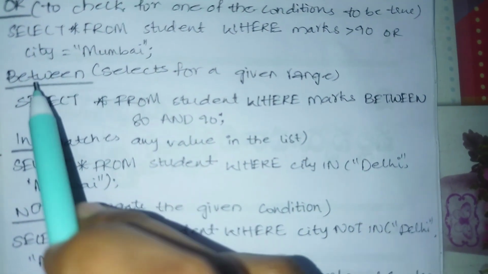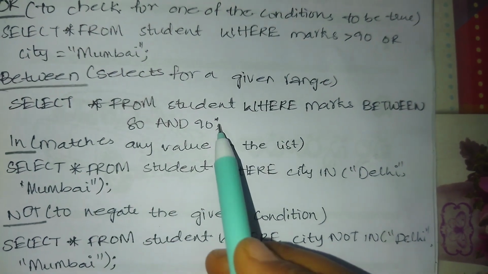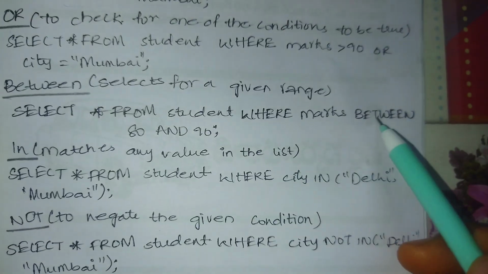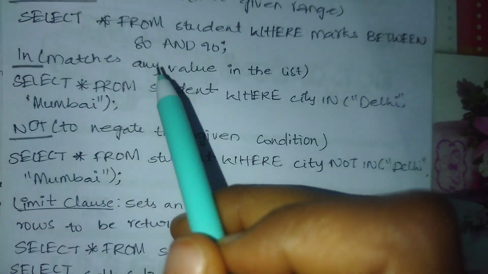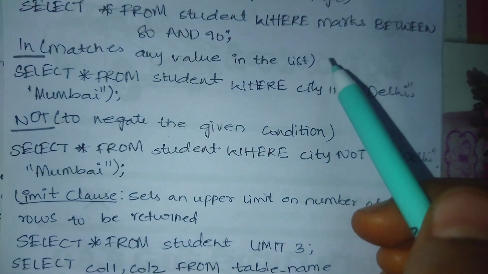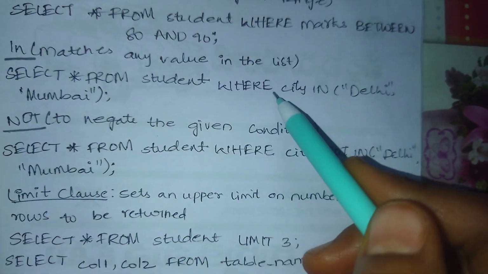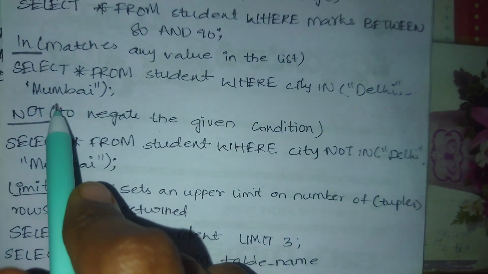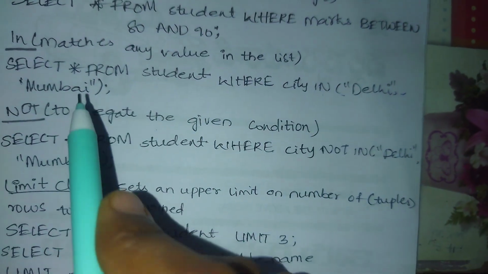Between means, the word itself explains, the values between 80 and 90. Select star from student where marks between 80 and 90. In matches any value in the list. It should be present in the list. Select star from student where city in Delhi or Mumbai. From these two, it should satisfy any one condition.